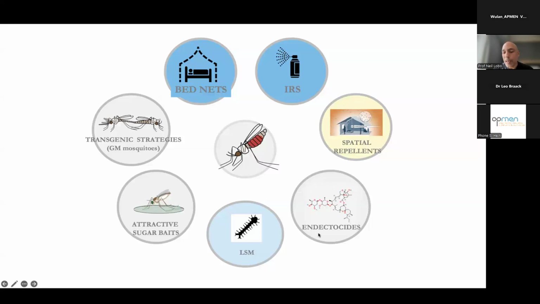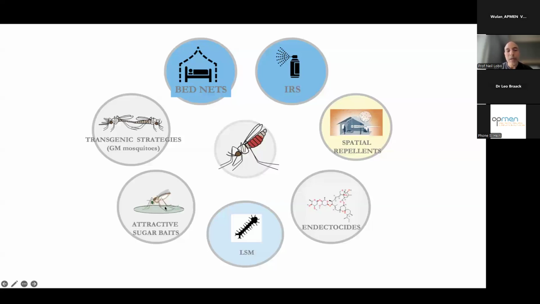Two trials were done. Endectocides treat mosquitoes. A mosquito that bites a treated animal or a person will die. One trial was successful and demonstrated impact, the other did not. So at present, we're unsure if another trial will be funded.